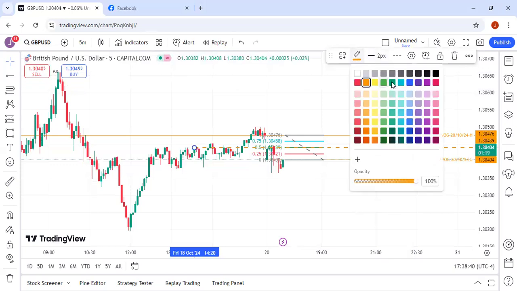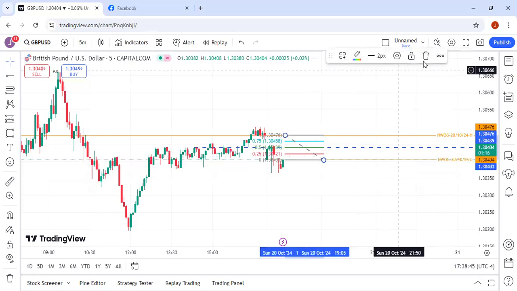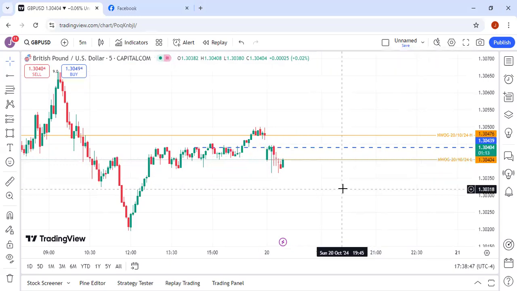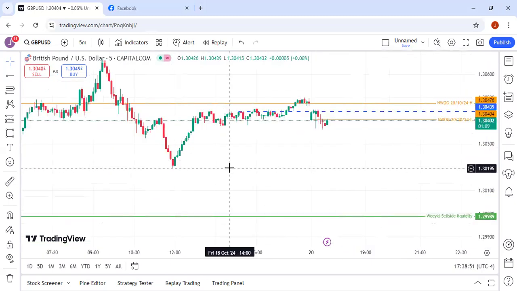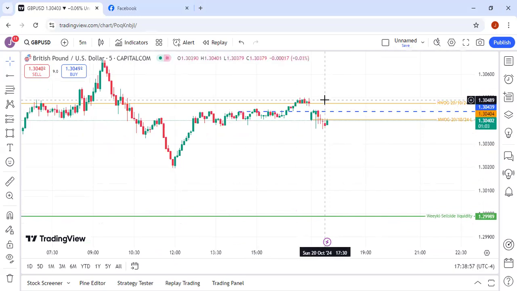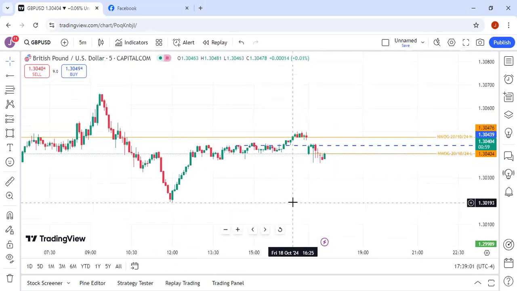So on this one you can put a dashed line to know that this is the equilibrium. And that's the consequent encroachment of the new week opening gap. And the gap was a bit large. So here that we have done this, we discover that we still have this last week sell side liquidity, and then this last week buy side liquidity. So which one are they going to take first?